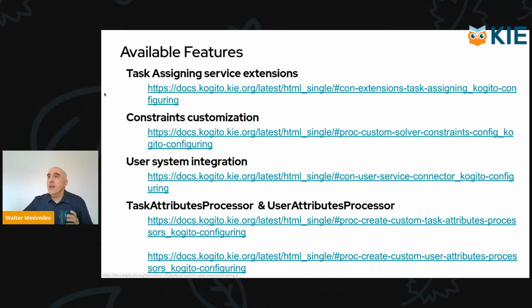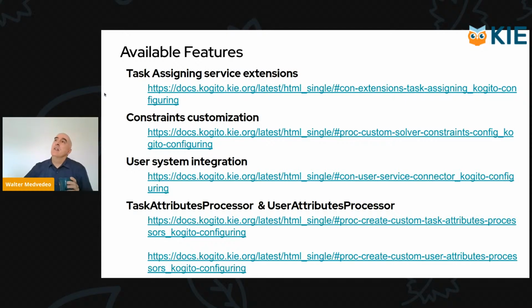Okay, in the slides, we can see that it's possible to do extensions in the task assignment service. It's possible to provide your own constraints. It's possible to provide your component for grabbing users from your user system. And there are other processings that you can configure when you go to use this. The links to the Kogito documentation are there. So if you click on those links, you are directly in the Kogito documentation, because this is a Kogito service, and you can start reading the documentation and playing with that.